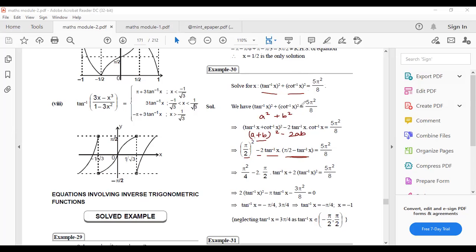Cot inverse x can be written as how much? Pi by 2 minus tan inverse x. So (pi by 2) square minus 2 into, if you expand this, you will get 2 tan inverse x into pi by 2, minus minus plus 2 (tan inverse x) square. Yes. So is this a quadratic in tan inverse x? Yes or no? So can you just solve it by means of a quadratic equation?